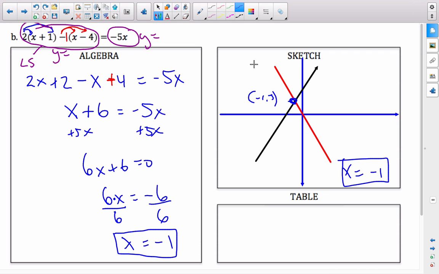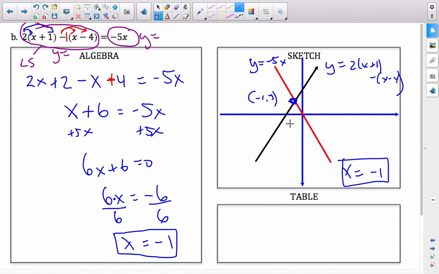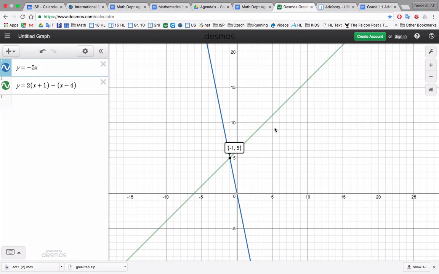And if I tidy this up, I can say y is equal to -5x, and y is equal to 2x plus 1 minus x minus 4. So that's all the labeling you need to do there. These graphs are reasonable. Are they exact? No, but it's close enough to know that I'm on the right track. And this sketch, I want this to be quick. I don't want you to laboriously do this. Quick and dirty. You have the sketch here.